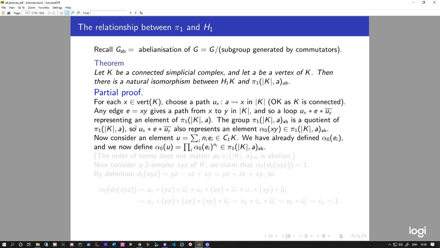And notice that we've just kind of blithely written this product here. And if we try to write a product expression like that in an arbitrary group, then you can run into trouble because you don't know which order to multiply the factors in.